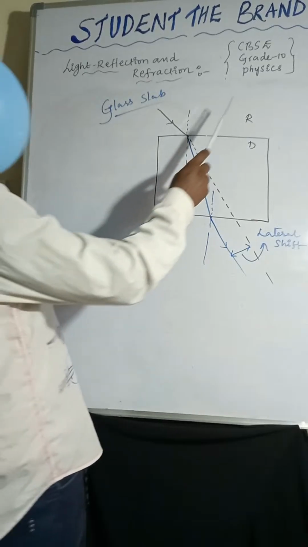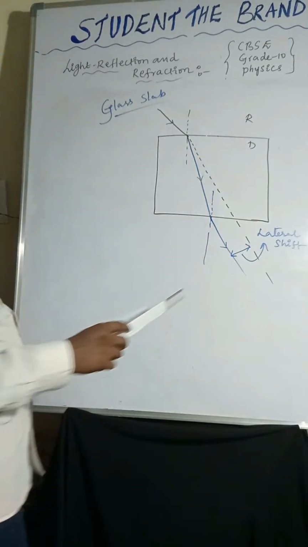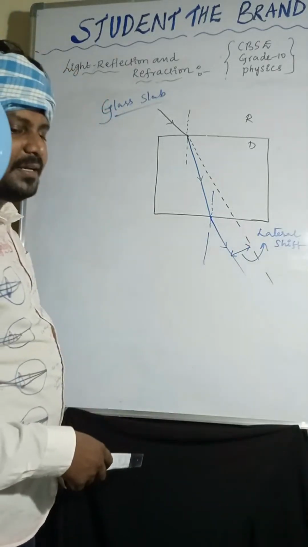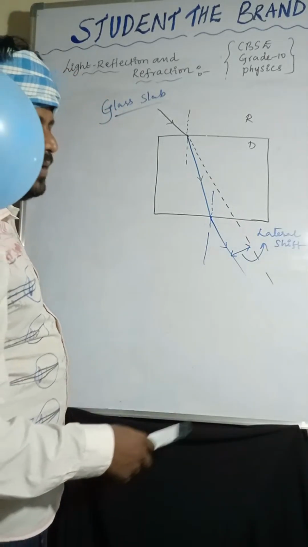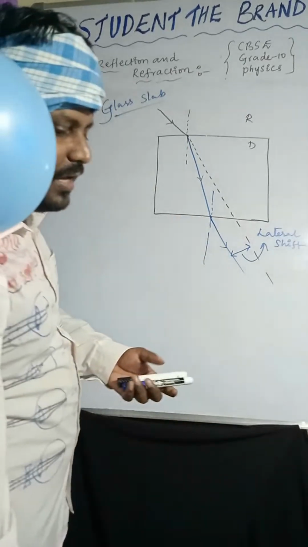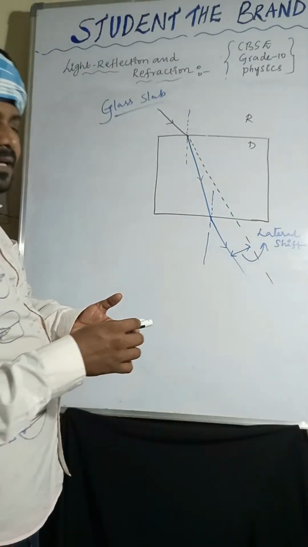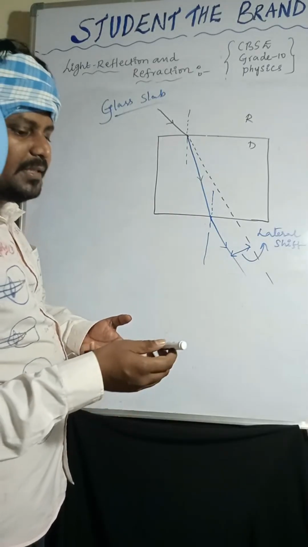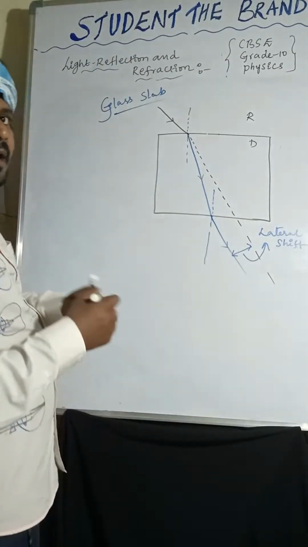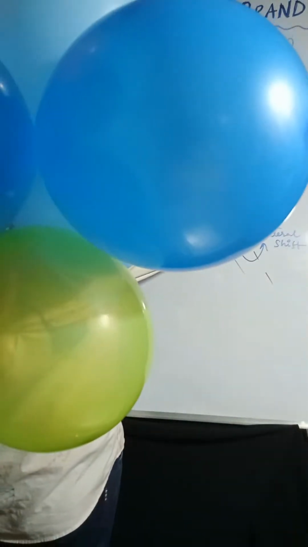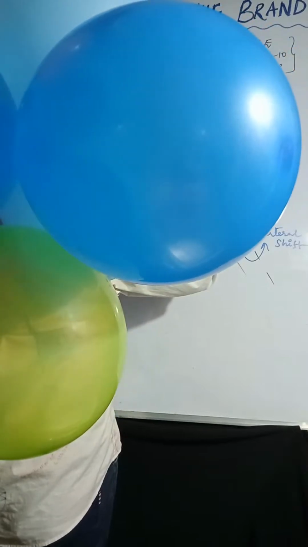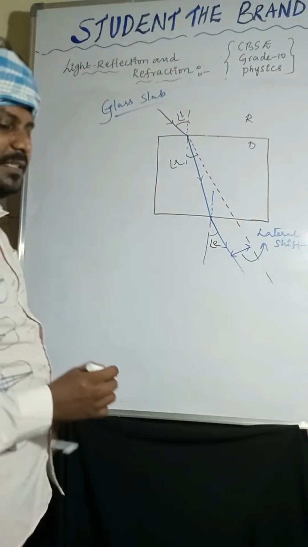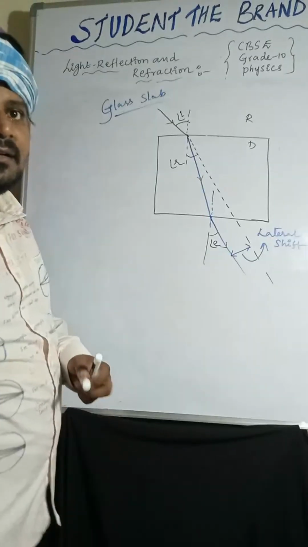Once again, if the light ray passes from rarer to denser, it bends towards the normal line. If it passes from denser to rarer, it moves away from the normal line. The angle between the incident ray and the normal line is called the angle of incidence. So this is the angle of incidence, angle of refraction, and angle of emergence. I hope it is very clear, right?